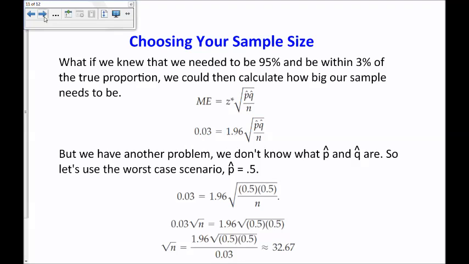Okay, so choosing your sample size. Let's take this from a different perspective. What if we knew that we needed to be 95% confident and we need to be within 3% of the true proportion? We could then calculate how big our sample needs to be using this formula right here. So we plug in that I need the margin of error to be 3% as a decimal. And our critical value comes from the 95. We discussed a little bit ago that I've had to get from 95% confidence to a critical value. And then we have P hat Q hat over N.